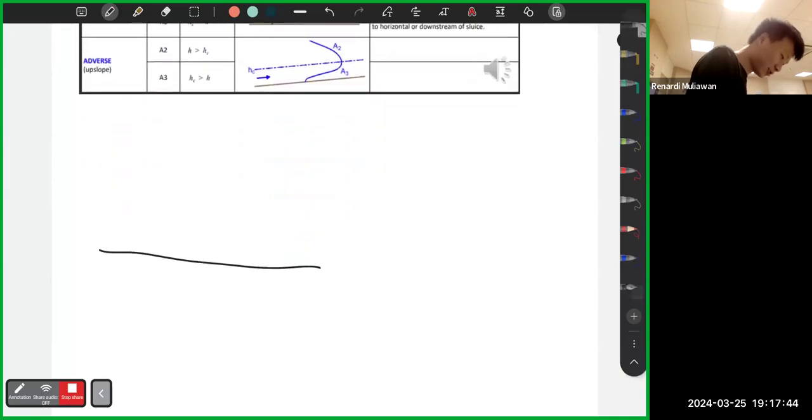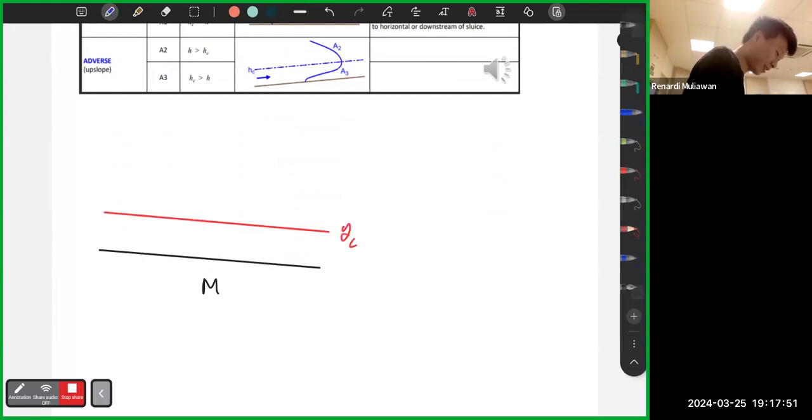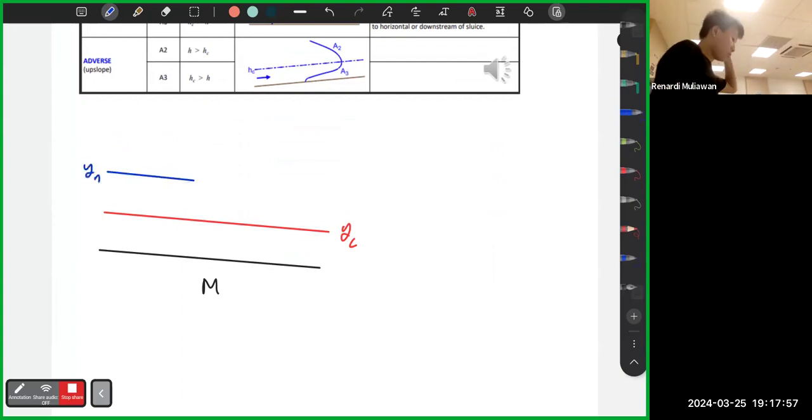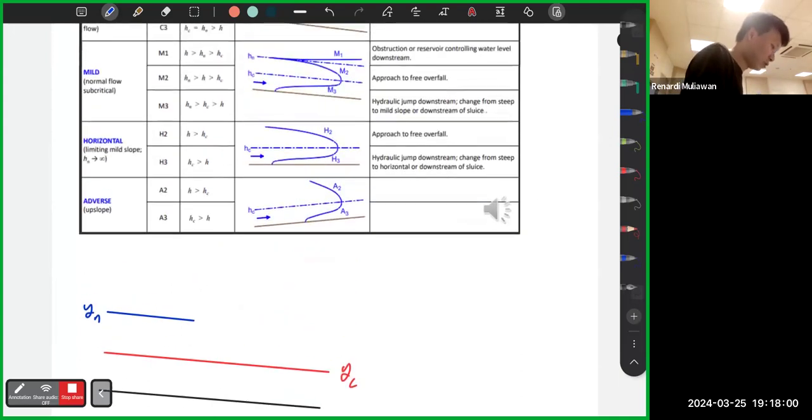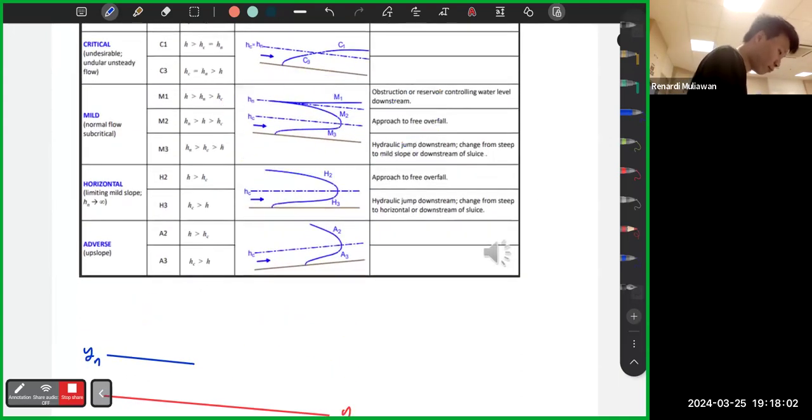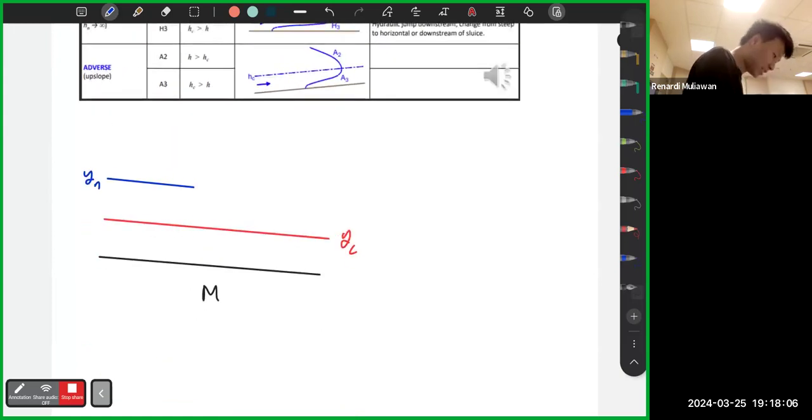Okay. So here's a mild slope. I'll be drawing this a lot of times. Okay, something like this. Let's say this is your YN. Now let's look at this table first. There's M1, M2, and M3. What does this mean?